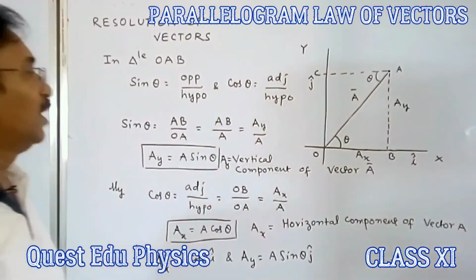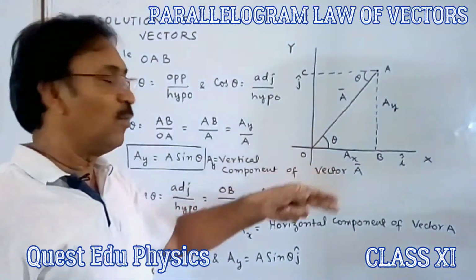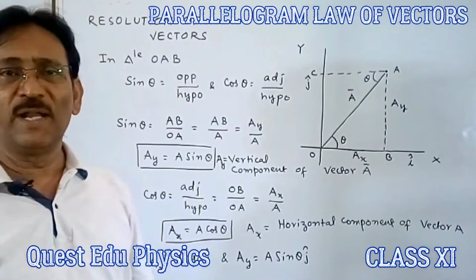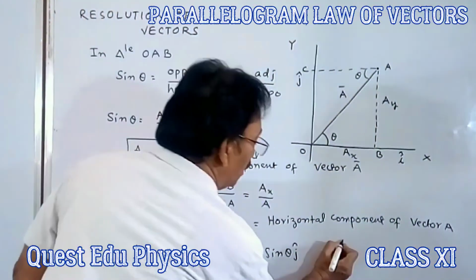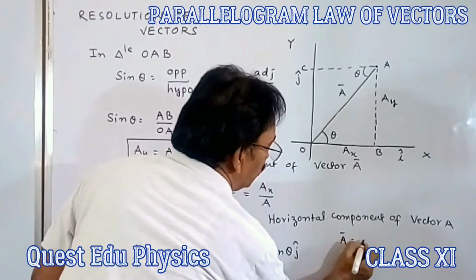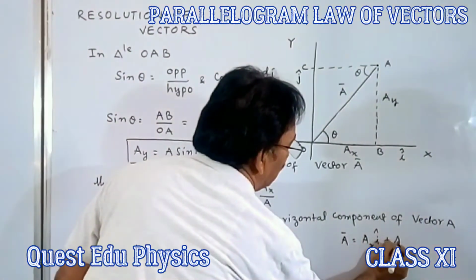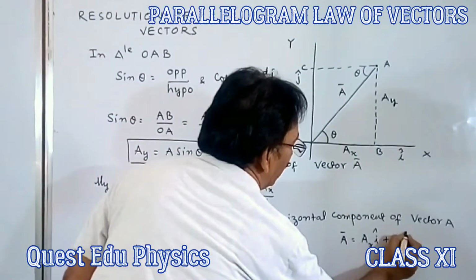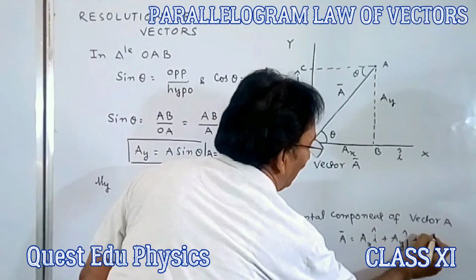Just imagine it has been divided into more than two, that means three components. Then immediately we get the three components as A bar is equal to AX i cap plus AY j cap plus AZ k cap.